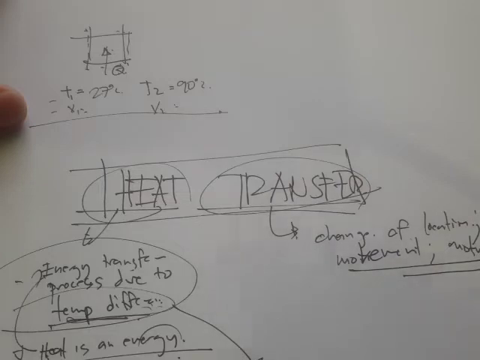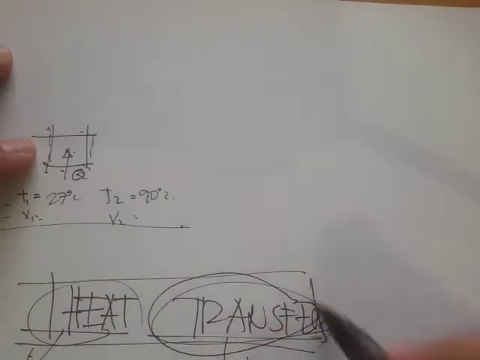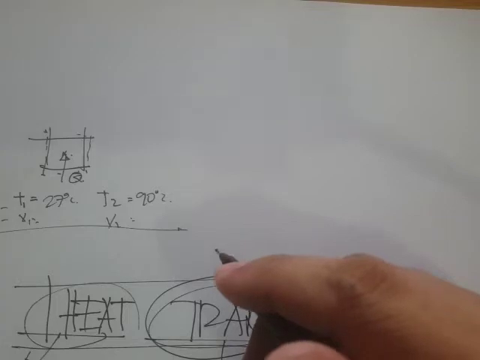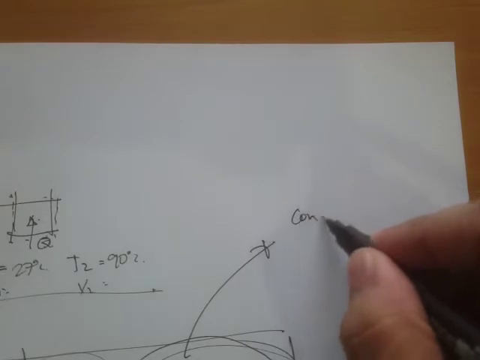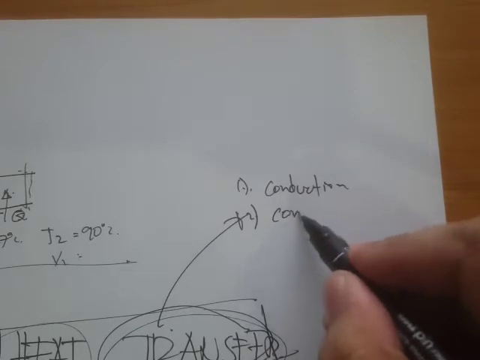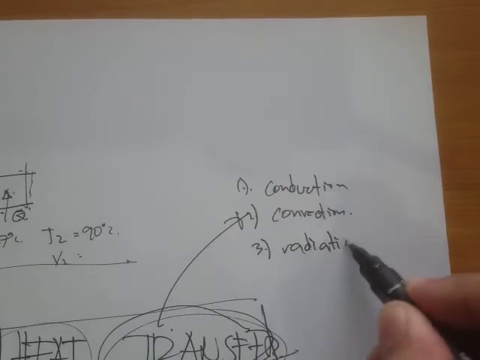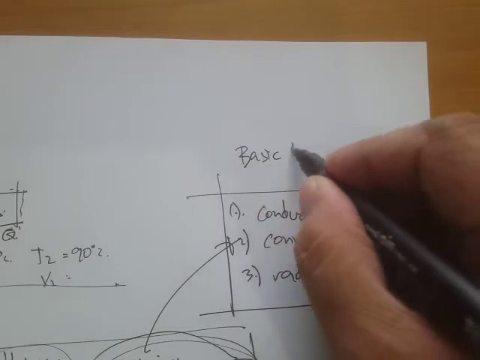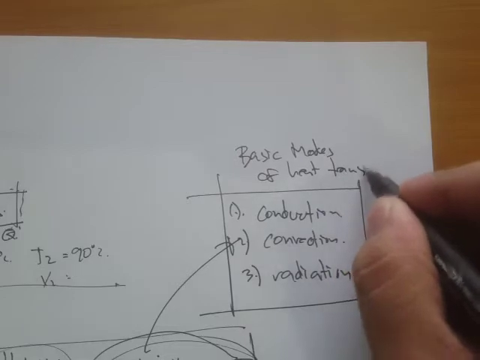And in detail, the subject of heat transfer is actually to have a detailed discussion, or to establish the principles and the equations about this transfer process. So the transfer can be either by conduction. Okay, so that's number one process. Number two is convection, and number three is by radiation. So these three are actually the basic modes of heat transfer.